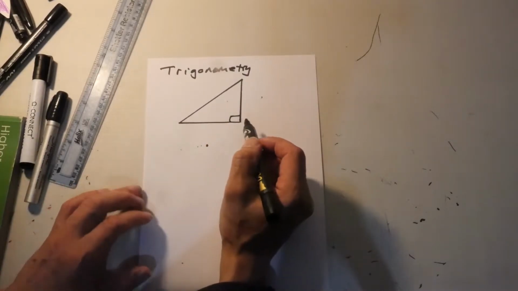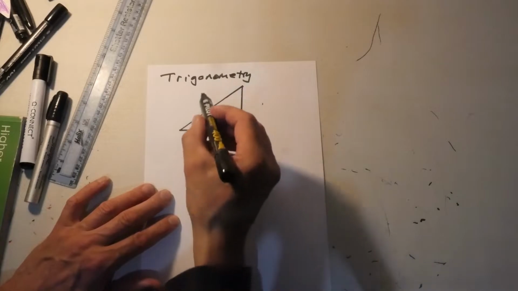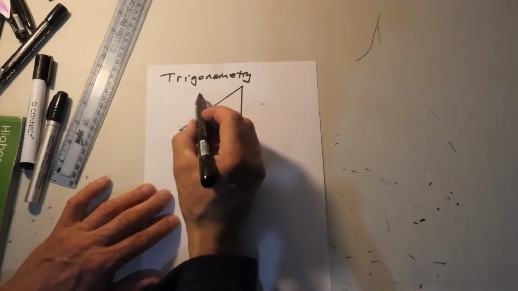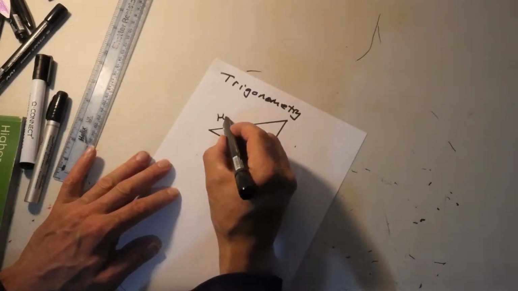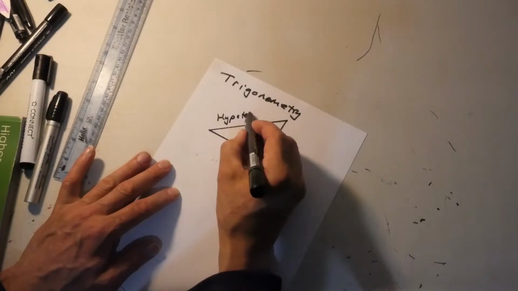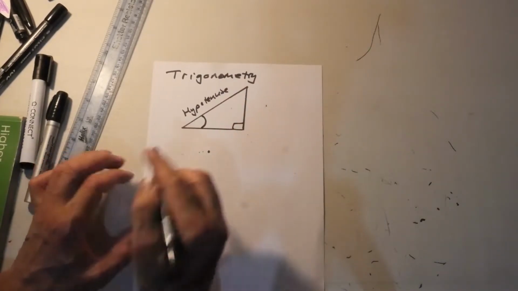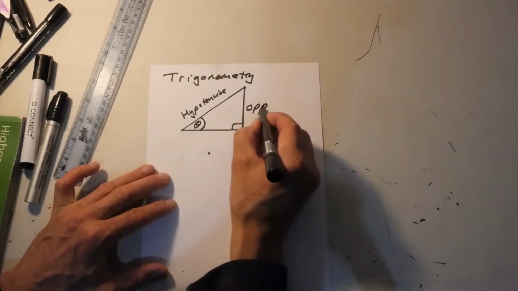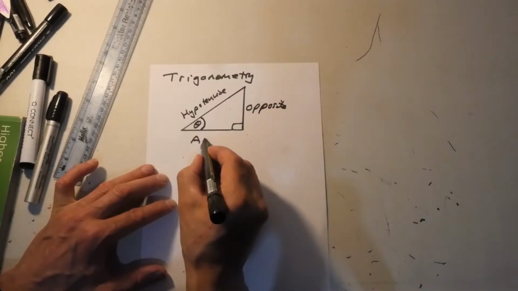Okay, so right angle triangle. The definitions are that this side's the hypotenuse. If that's an angle there, we'll call that theta. That's the opposite side, and that's the adjacent side.